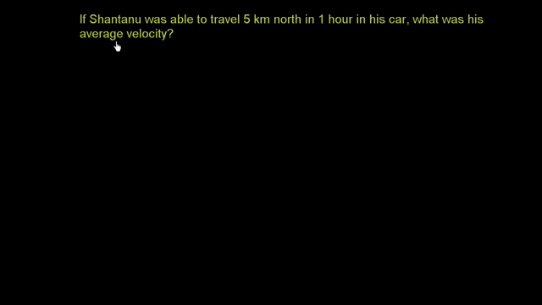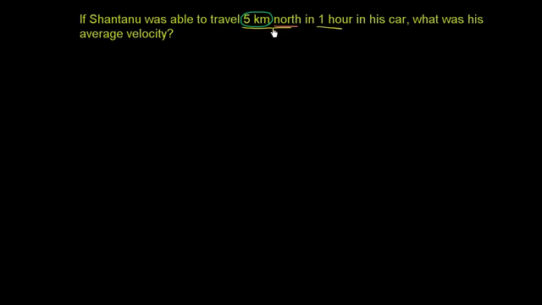So first I have: if Shantanu was able to travel 5 kilometers north in 1 hour in his car, what was his average velocity? So let's just review a little bit about what we know about vectors and scalars. They're giving us that he was able to travel 5 kilometers to the north. So they gave us a magnitude, that's the 5 kilometers. That's the size of how far he moved. And they also give a direction.